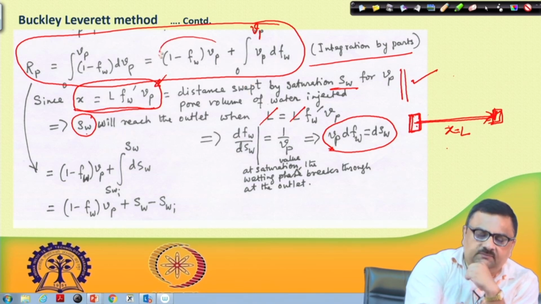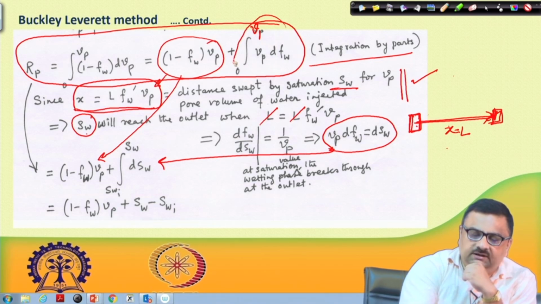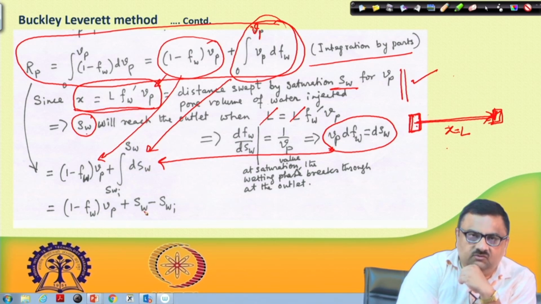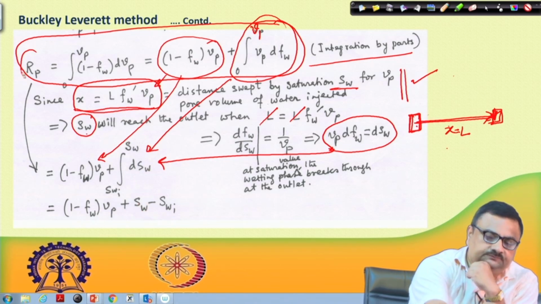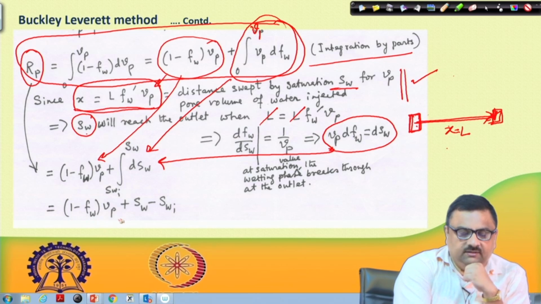Out of that, 1 minus Fw into Vp remains as it is, and in the part Vp dFw integrated from 0 to Vp, we have already seen that Vp dFw is equal to dSw. So instead of Vp dFw, we write dSw, and this will change from Swi, the interstitial saturation, to the given value of Sw. So this becomes 1 minus Fw Vp plus Sw minus Swi. This is the pore volumes of oil produced, the cumulative oil produced.